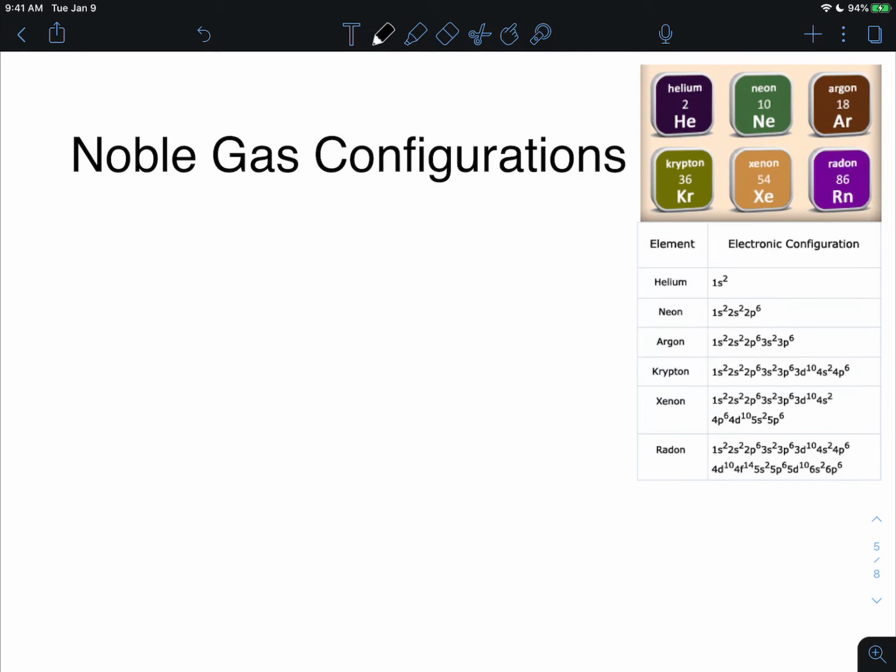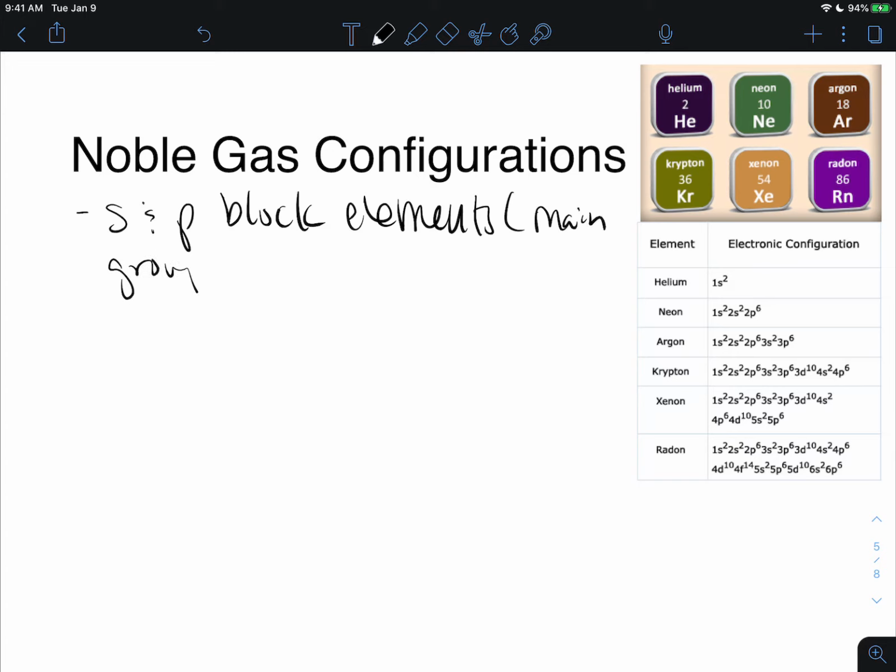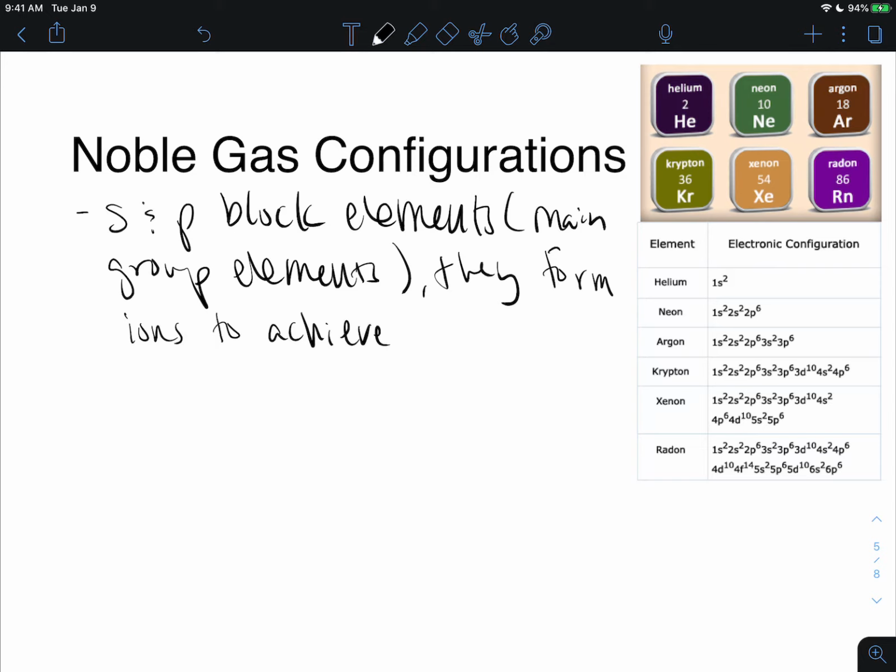So like I said, with our main group elements, we're trying to achieve a noble gas electron configuration. Let's look a little bit more at that. Our s and p block elements, and like I said, these are our main group elements, form ions to achieve a noble gas configuration.